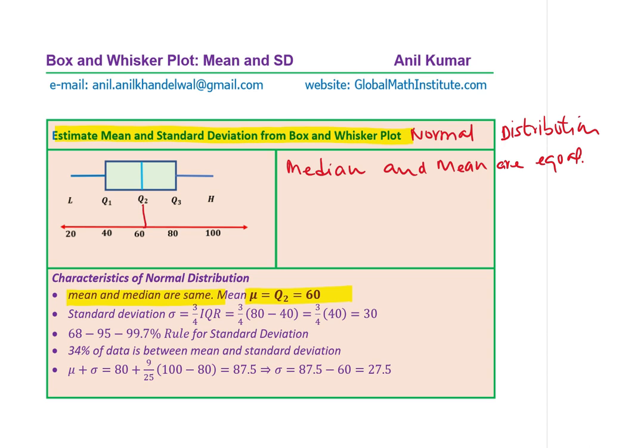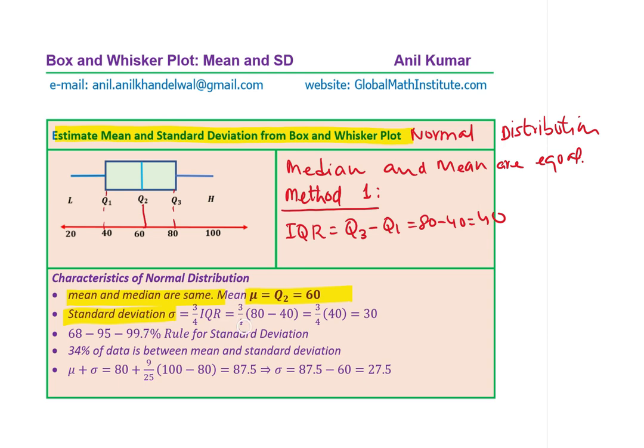Now, we need to find the value of standard deviation. Standard deviation could be found in a couple of different ways. So, method one. Now, depending on situations, you could use different methods. So, method one is to approximate the standard deviation as 3/4 of interquartile range. So, first we find the interquartile range. Interquartile range, as you know, is Q3 minus Q1, that difference. Q3 in this case is 80 and Q1 is 40. So 80 minus 40 is 40.